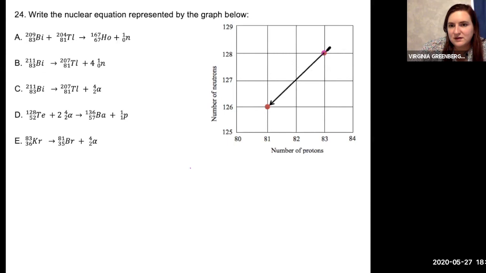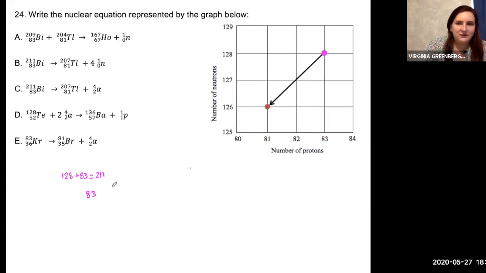So if we're starting here, we're going to have 83 for the number of protons, which is going to be on the bottom. And then 128 is the number of neutrons. So our mass number is going to be 128 plus 83, because mass number is equal to protons and neutrons. Okay, so this will end up being 211 for our mass number.